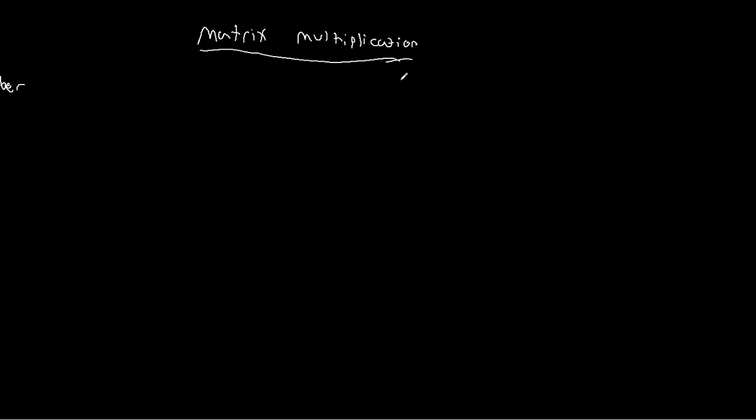I want to spend a fair amount of time going through matrix multiplication, both conceptually and also with a number of examples, because matrix multiplication is the first time in matrix algebra so far that we're going to encounter something that doesn't work the way that we expect it to.